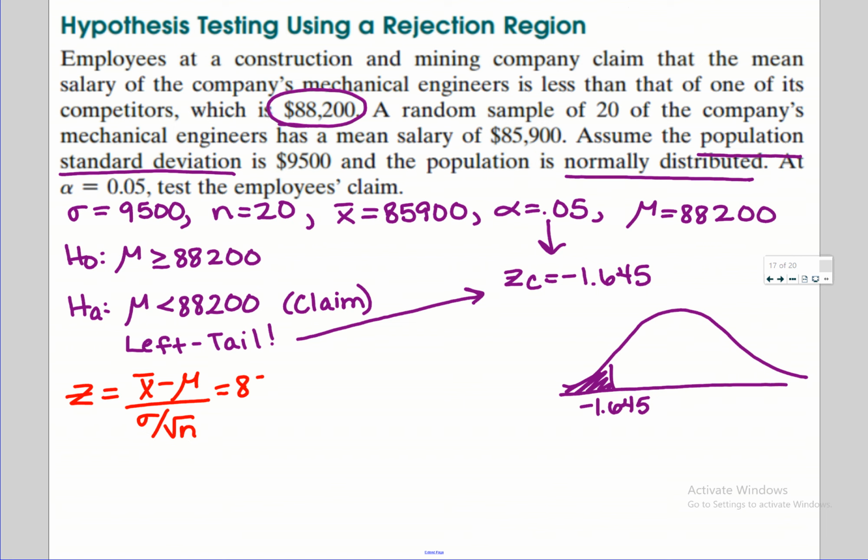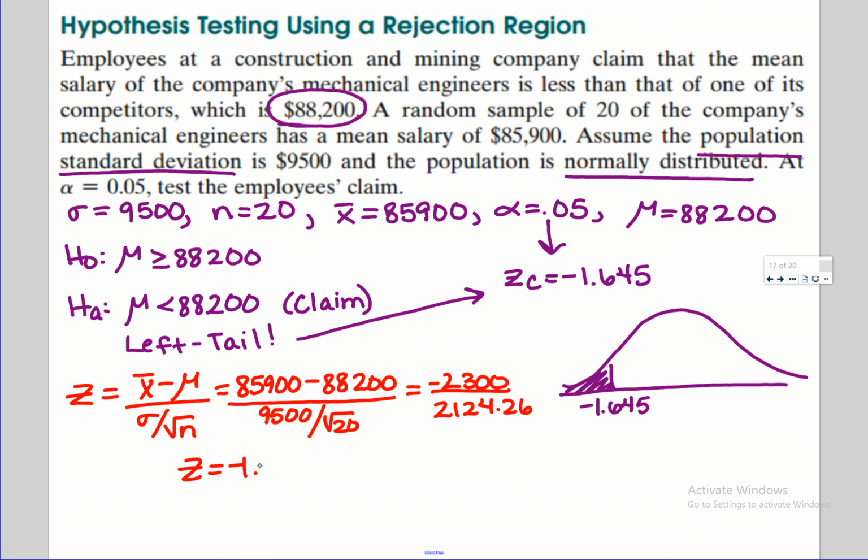We get 85,900 minus 88,200 over 9,500 divided by the square root of 20. I'm just going to type all that in the calculator. So on top, I get negative 2,300. On the bottom, I get 2124.26. And if I divide them, which you might be able to do all at once, you're going to get a z-score of about negative 1.08.